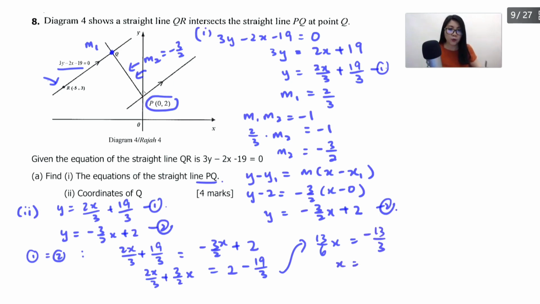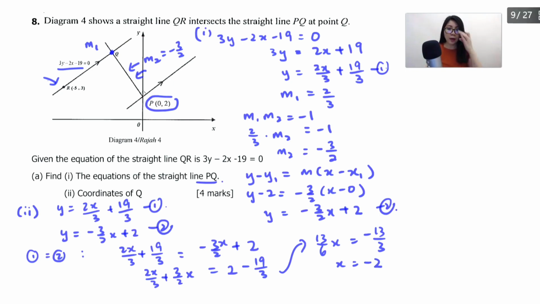To find x, I'm going to bring the 13 over 6 over to the right hand side, so I multiply by 6 over 13. So negative 13 over 3 times 6 over 13 gives negative 2.